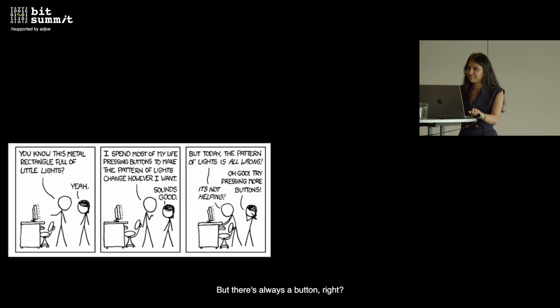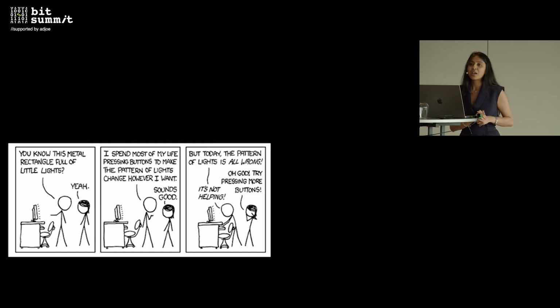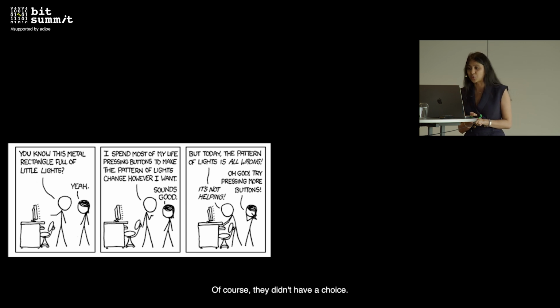But there's always a but, right? A new VP comes in. He had heard about design systems, and he wanted to design a new design system. He said that this system would be even better. So the team started on building the new button component yet again. Of course, they didn't have a choice.